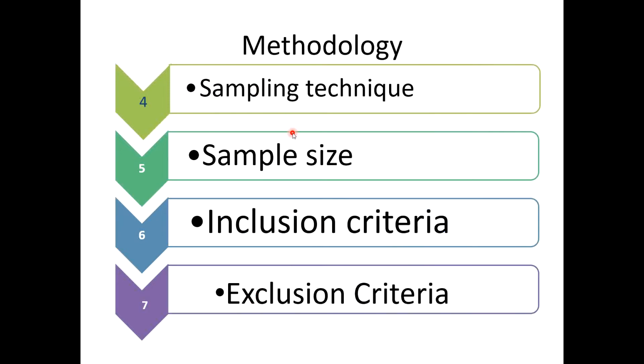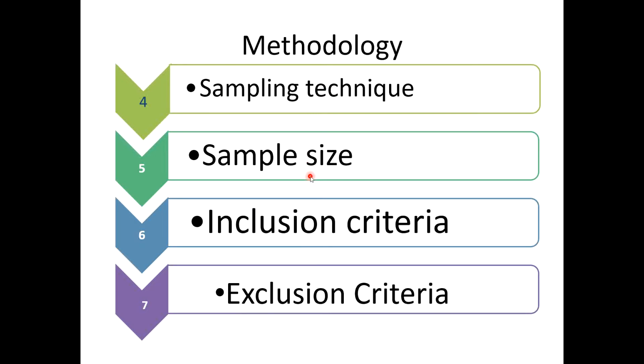Then sampling technique. What sampling technique will we be using? Most probably, most of us will be using non-probability convenience sampling. Again, I will have a separate lecture on sampling techniques, how one sampling technique differs from the other, and what the advantages of one sampling technique are over another, which will follow this lecture. Fine. So you can ask your supervisor what the sampling technique is for your research project.